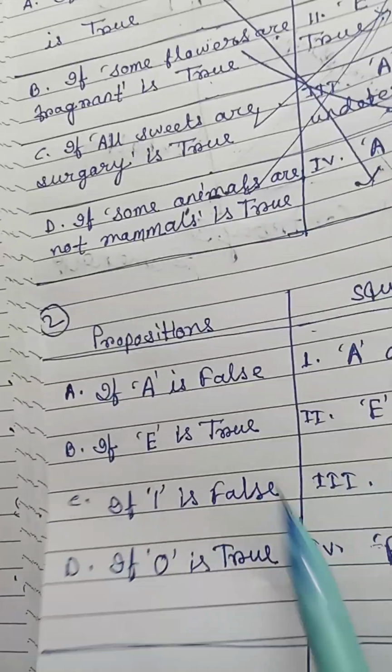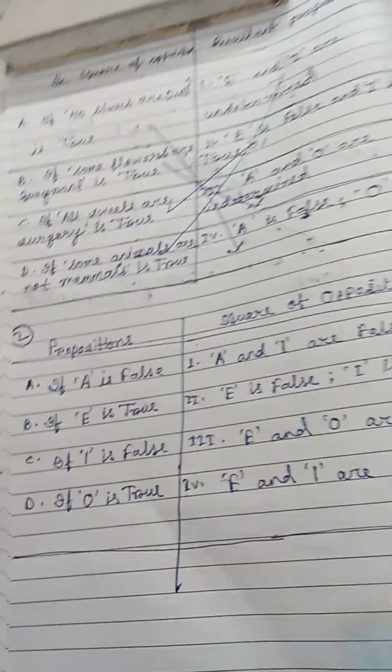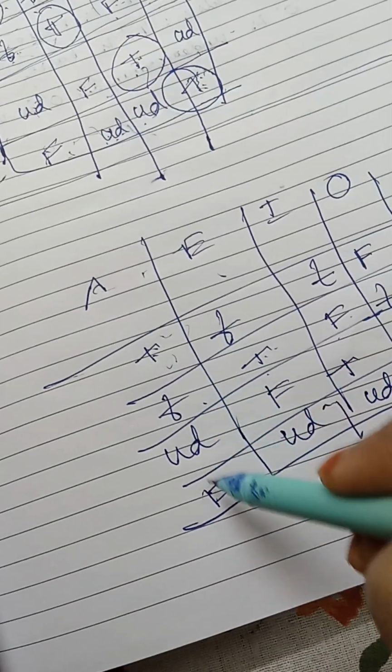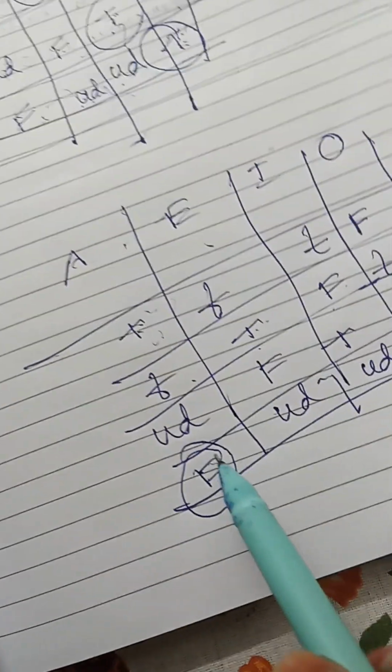Now what is the question? If A is false, okay, so where is A? A is false means here. Okay, A is false. Then E and I are undetermined. So E and I are undetermined.